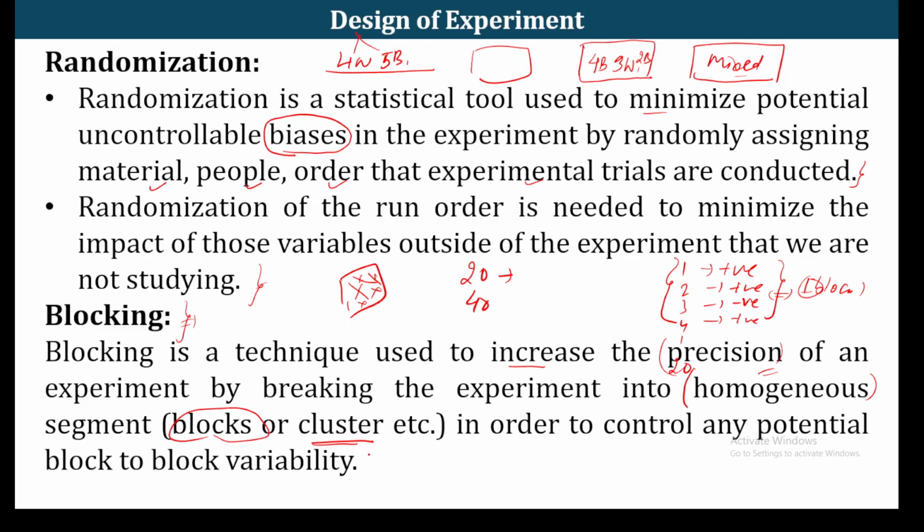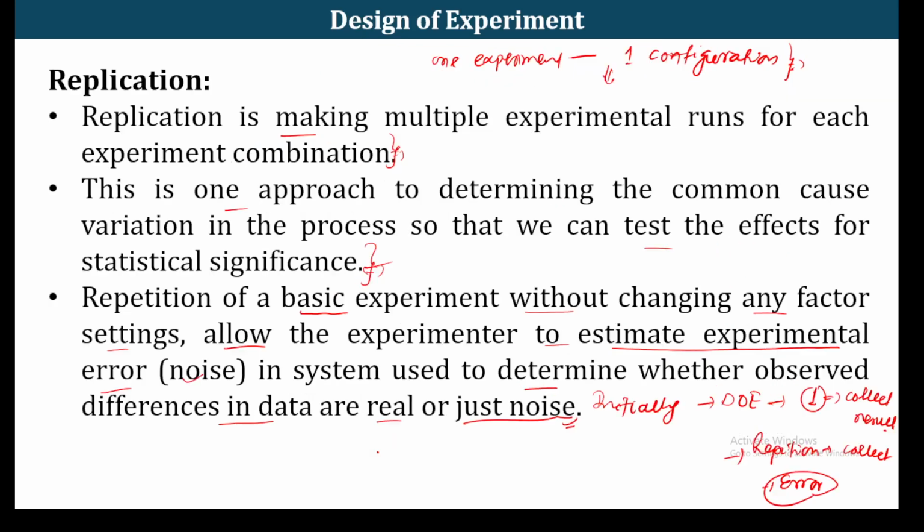Blocking is like clustering. We have homogeneous groups within heterogeneous data. We take the same label or group of data at one place and then go forward with that. Like in the male and female case, we keep all the male data at one place and all the female data at one place, and then go ahead.